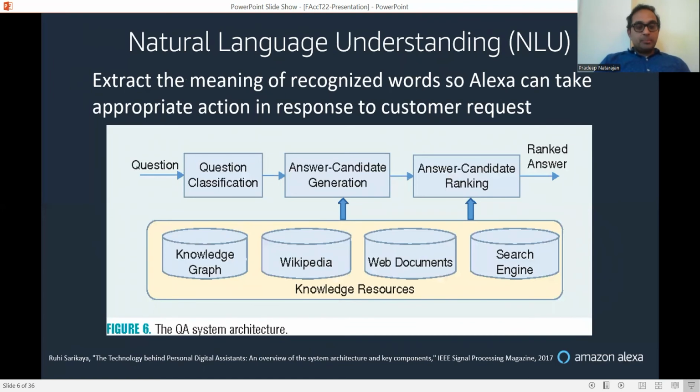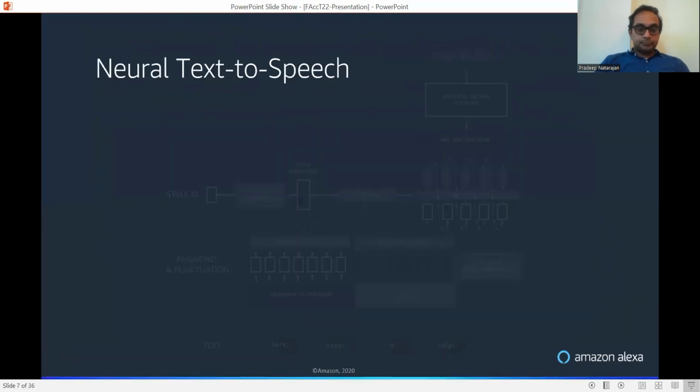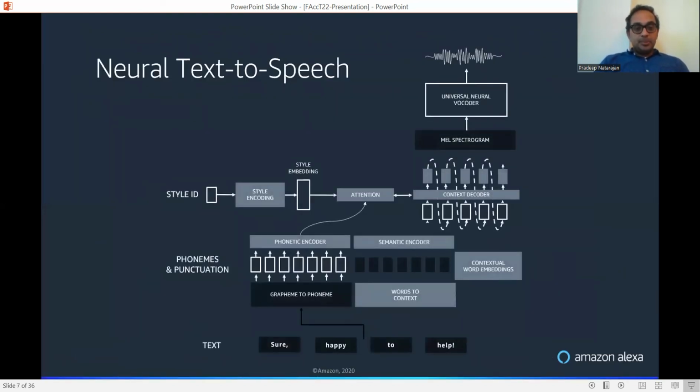The natural language understanding model, as we just now discussed, applies a series of models for classifying the question, for generating the answer candidates, ranking the answer candidates, and then passes off the ranked answer to the downstream text-to-speech system. And in terms of generating the answer, we search through multiple databases we have, for example, a knowledge graph, Wikipedia, web documents, so on and so forth. In terms of the text-to-speech, we again have a neural net-based model that takes the output that is generated by our model and then converts it to an audio response that you hear.